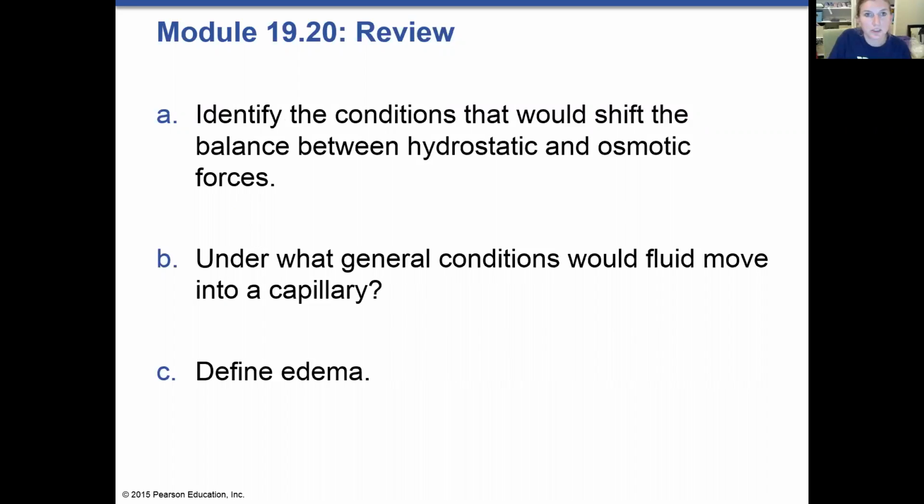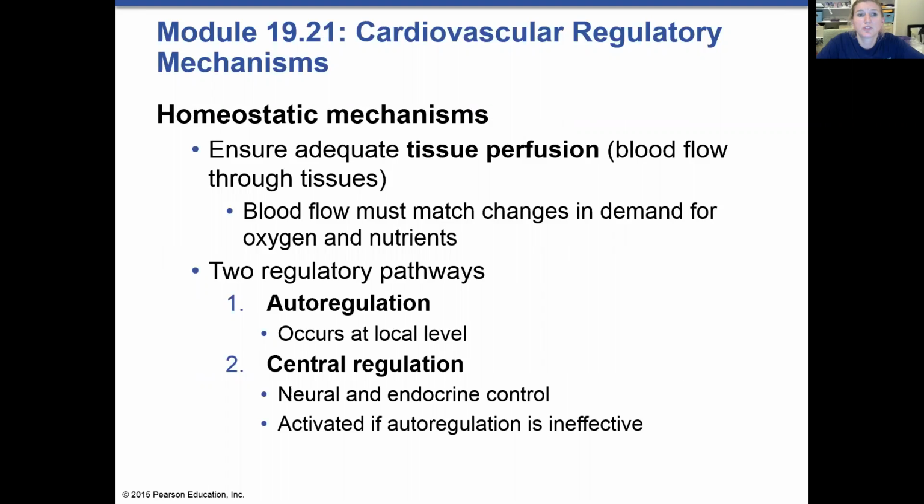We're going to keep plugging along here, talking about homeostatic mechanisms for the cardiovascular regulation. So in order to ensure that there is enough blood flow through all of our tissues, or tissue perfusion as it's called, the blood flow has to match the changes in oxygen demand and nutrients within each of our body regions and each of our body organs. So for instance, when you're not eating and you're not digesting food, your arteries that are going to your digestive system aren't going to be dilated, right? They're going to be redirecting the blood maybe to your skeletal muscles or something like that, right? Or to your brain.